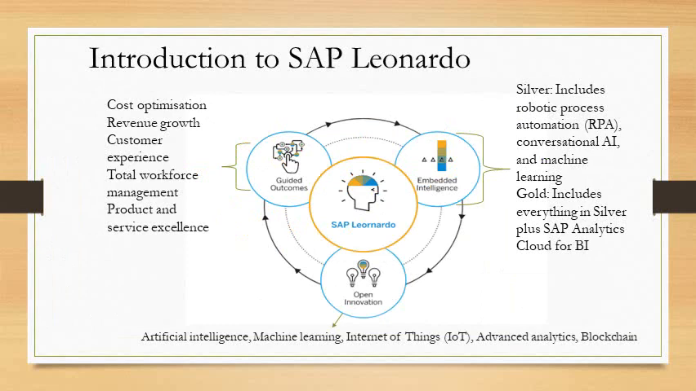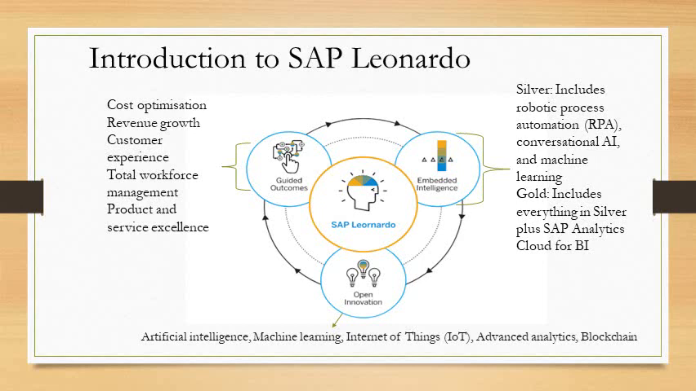So if I go to this slide, then the architecture can be explained in a different way. The first one is guided outcomes, which is nothing but your cost optimization, revenue growth, customer experience, total workforce management, product and service excellence. And then in open innovation, you have all the emerging technologies like artificial intelligence, machine learning, Internet of Things, advanced analytics, blockchain.